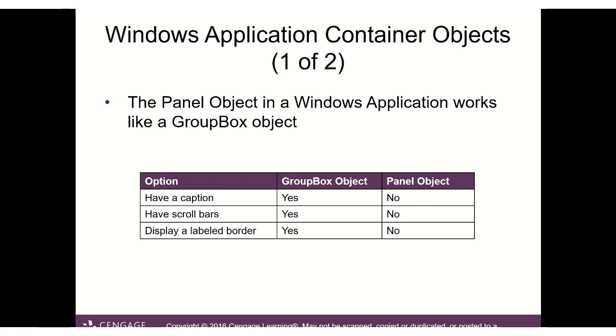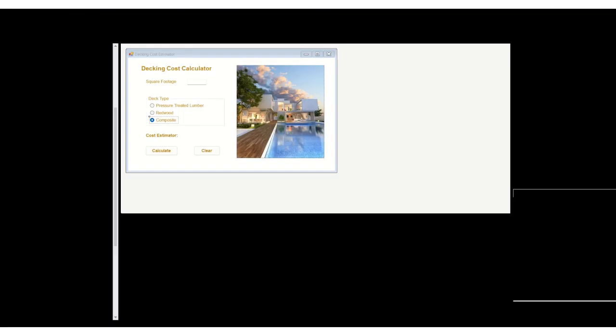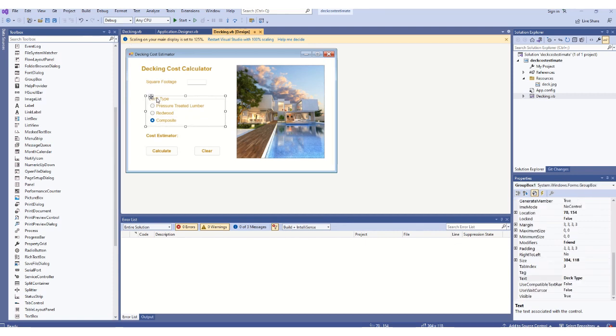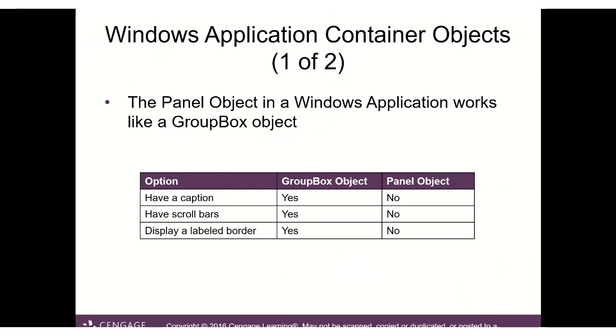So what is a group box? Let's talk about it. A group box associates items as a group. This allows the user to select one item from the group. It also includes caption text, at the top. In our scenario, this deck type was the caption text. So it has a caption text, and then you can put radio button objects in a group box.